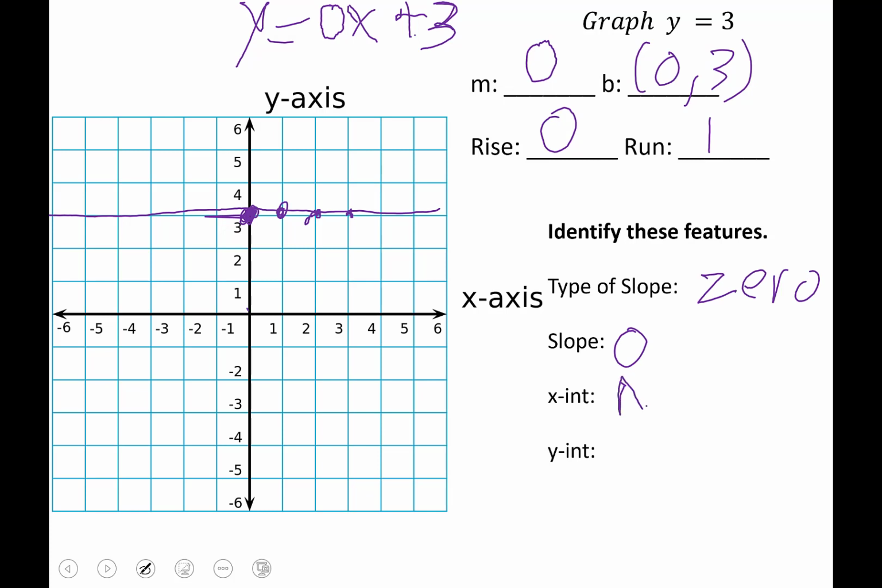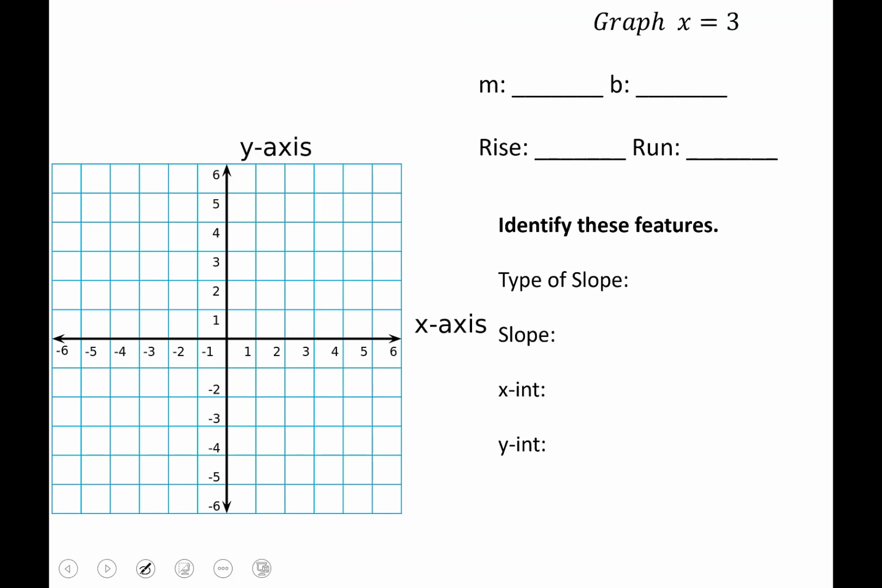I'm not going to have an x-intercept because is this line ever going to cross the x-axis? No, it's parallel to it, so it won't cross it. But what is my y-intercept? It's the point 0, 3. All right, we have one last one. Now this is the one that you're just going to kind of have to memorize.